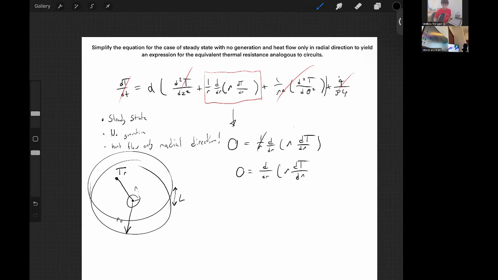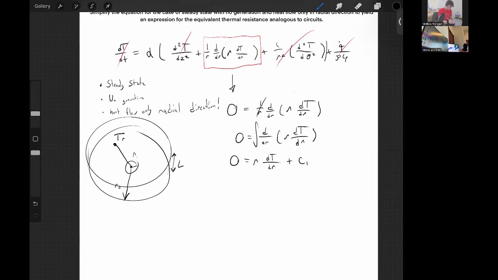And now something that we can do here is we're going to go ahead and integrate in terms of dr. And when we do that, we're going to get r times the change of temperature over our radial distance, this is our temperature gradient, and then we are going to add a constant. We're going to add a constant 1 to this. Now, something that we can do here, remember constants, it doesn't really matter if they're positive or negative. So I'm going to shove this over to the other side and I'm just going to keep it positive.